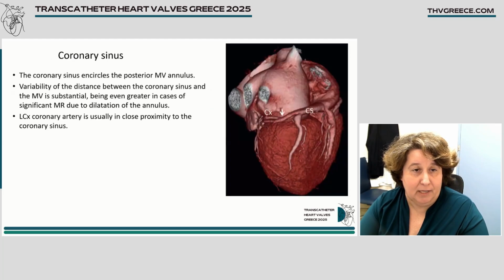But we should not forget about the adjacent structures to the mitral valve apparatus. One of them is the coronary sinus. It encircles the posterior mitral valve annulus. The anatomy is variable, and the distance to the mitral valve annulus is greater in cases of significant mitral regurgitation due to the dilatation of the annulus. And we have to keep in mind that the circumflex coronary artery is in close proximity to the coronary sinus.